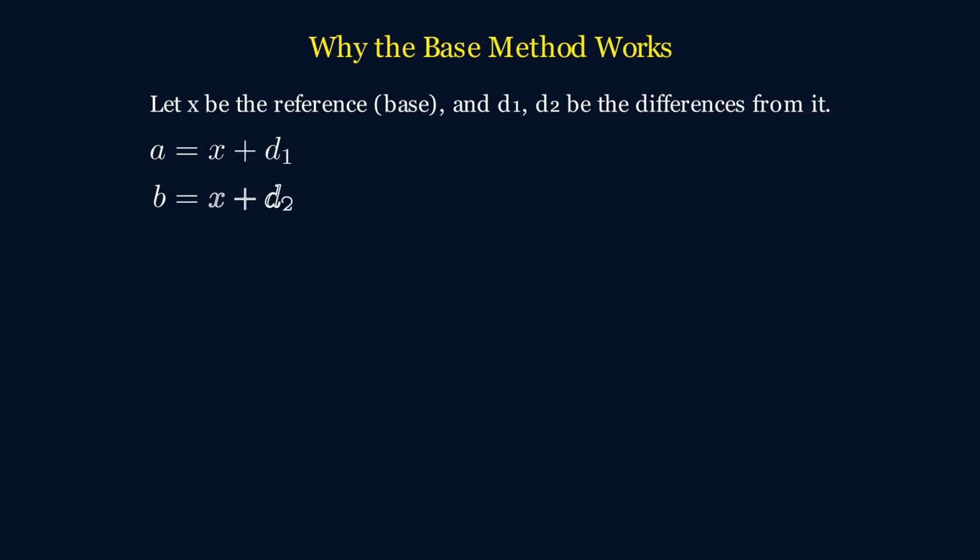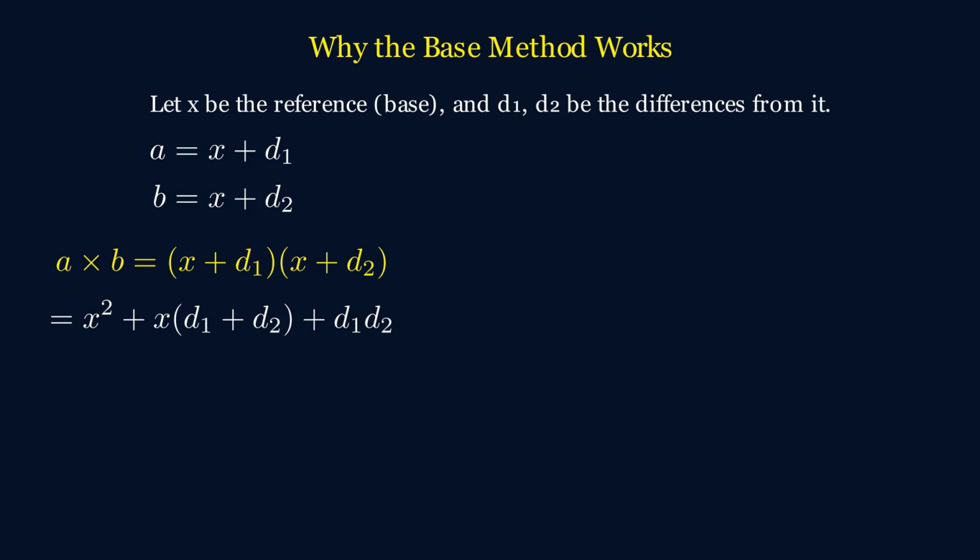Since this is my favorite method, let's briefly see why it works. Take a base number, call it x. The two numbers we're multiplying are x plus d1 and x plus d2. Expanding gives x squared plus x times d1 plus d2 plus d1 d2. Factoring x from the first two terms, we get x times x plus d1 plus d2 plus d1 d2. That's the hidden form behind the shortcut.